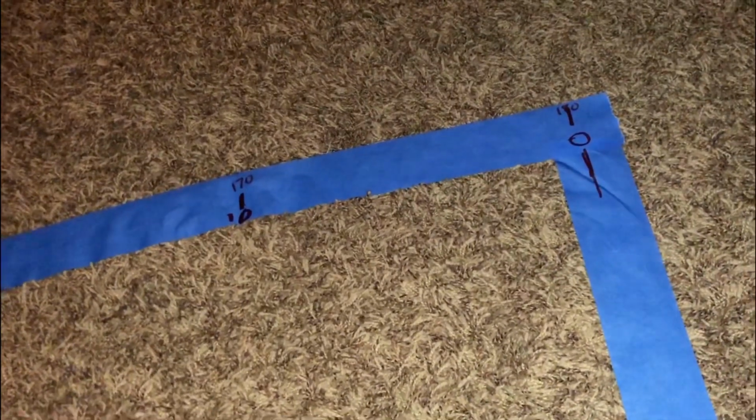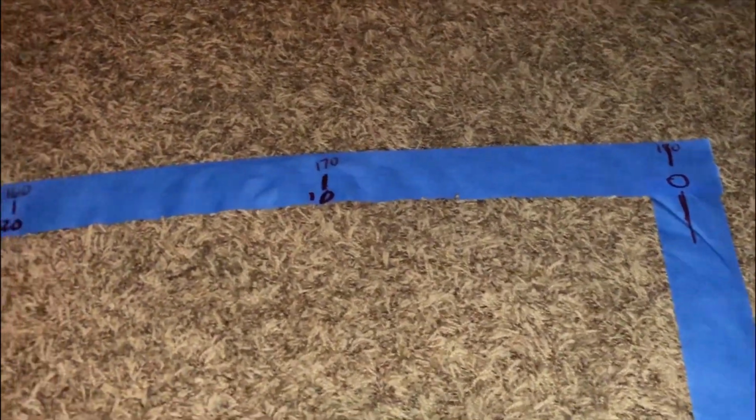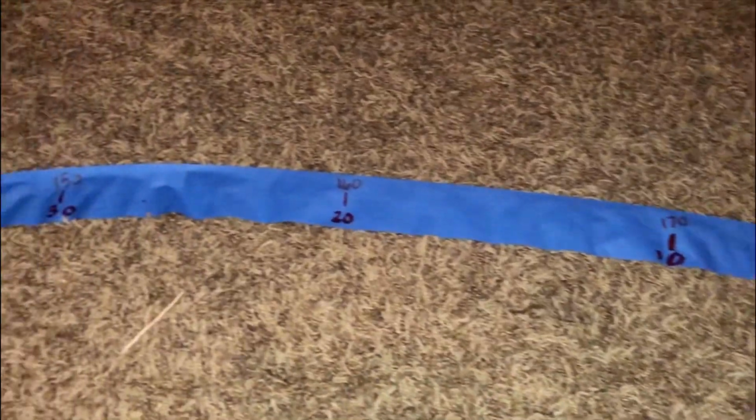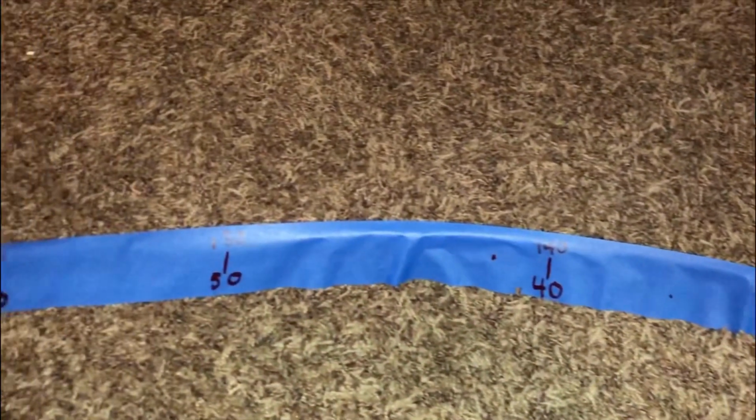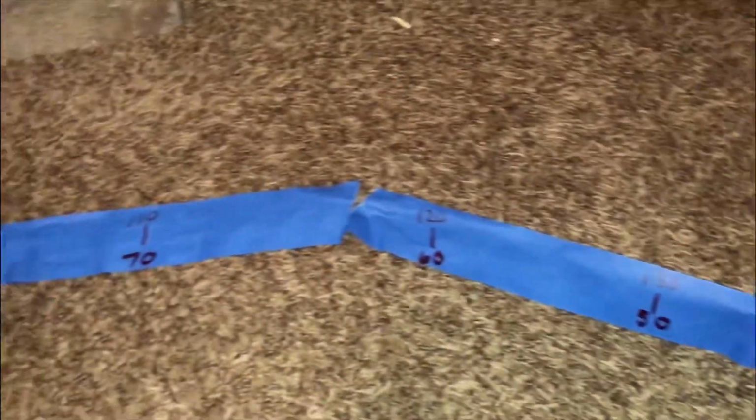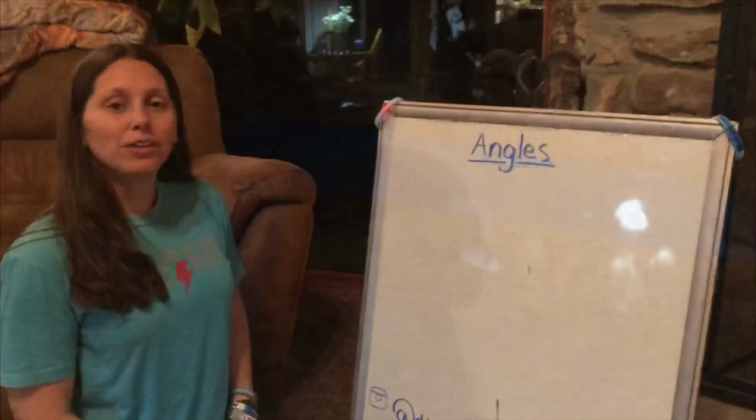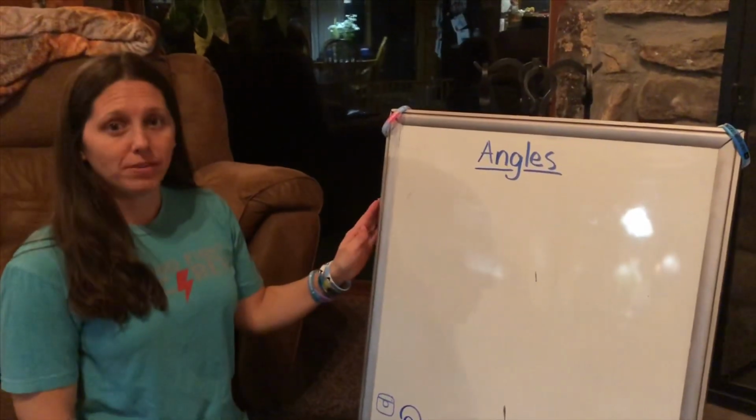So what I've made here is a giant protractor for the floor. The measurements aren't completely accurate, but they are close enough to get the point. Alright, so first we're going to talk about the different types of angles.